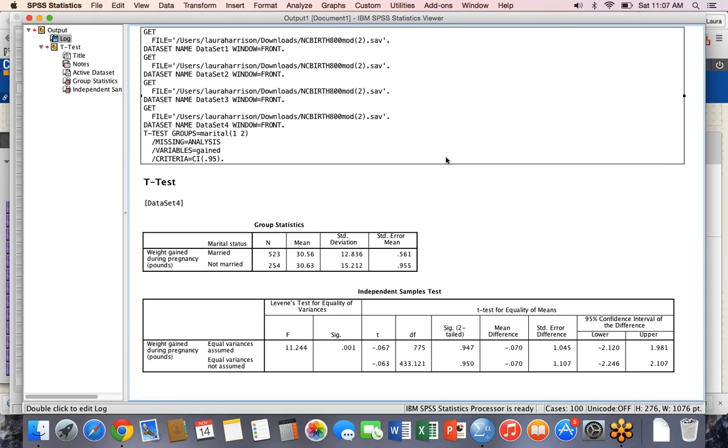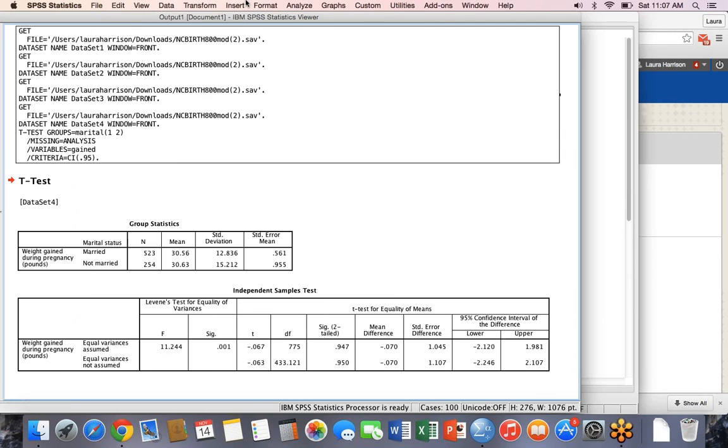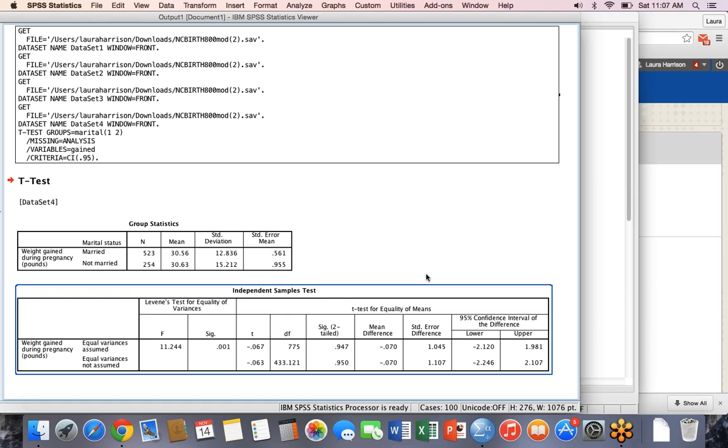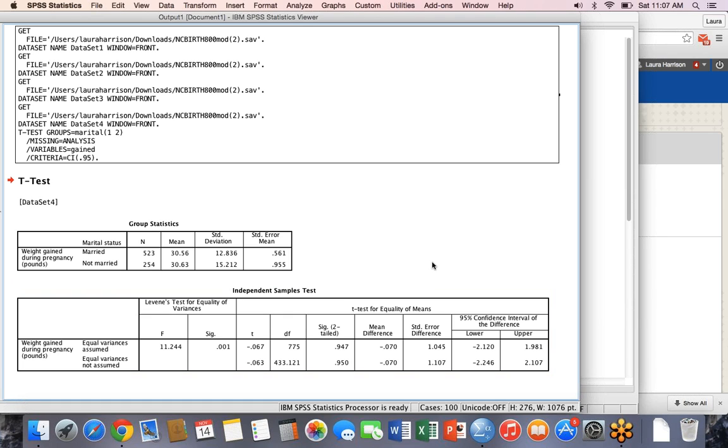SPSS produces a table for us. Since it's an independent samples t-test, we get a little more data than we would have otherwise. First of all, we can see that the mean weight gained for married women during pregnancy is 30.56 pounds, and the mean weight gained for women not married was 30.65. So right off the bat, it doesn't seem likely we're going to find a difference. But let's go ahead with our t-test.